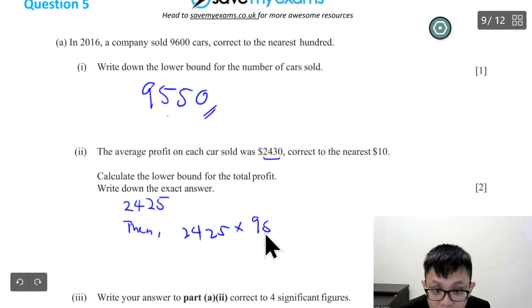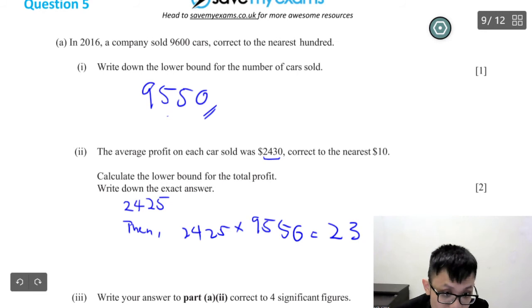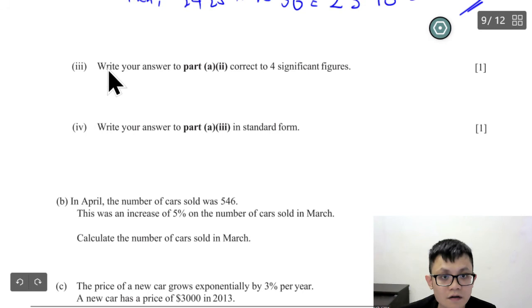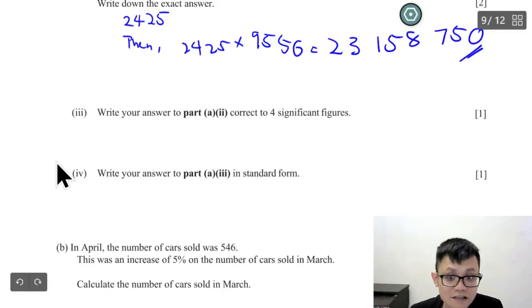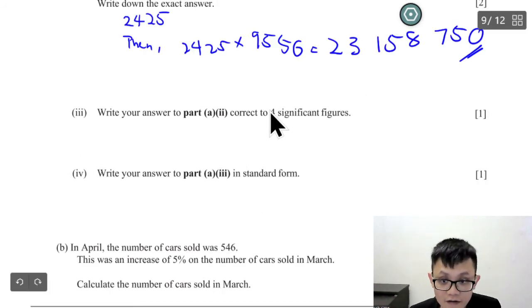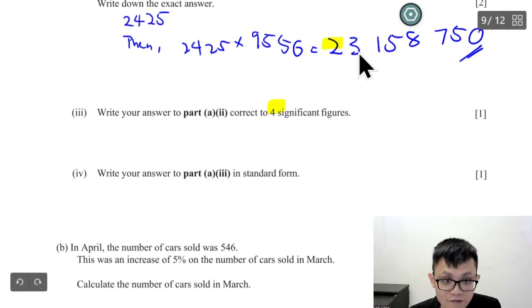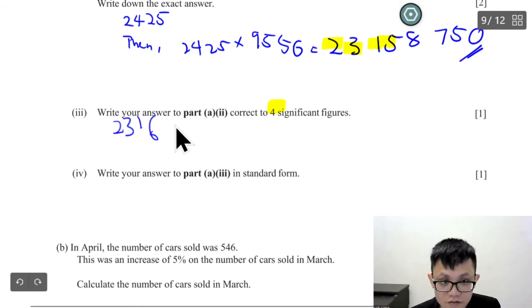So 9550, you get 23,158,750. Okay. Alright, your answer in part A2 correct to 4 significant figures. So 4 significant numbers, correct or not? 4. So 1 significant number, 2 significant number, 3 and 4. So probably I will write as 23,160,000.